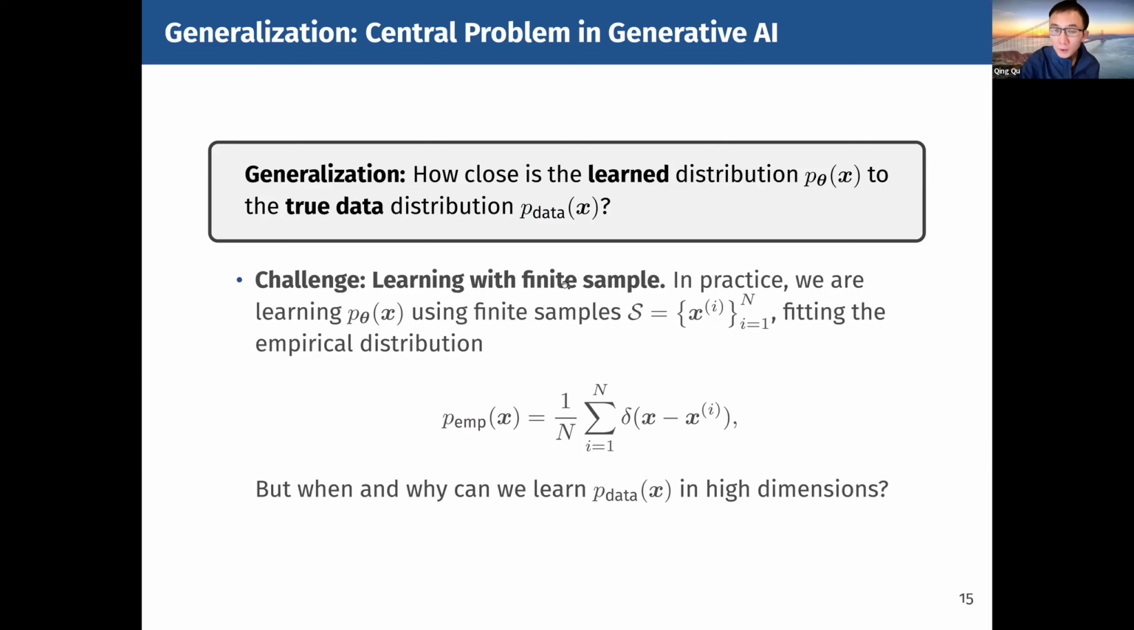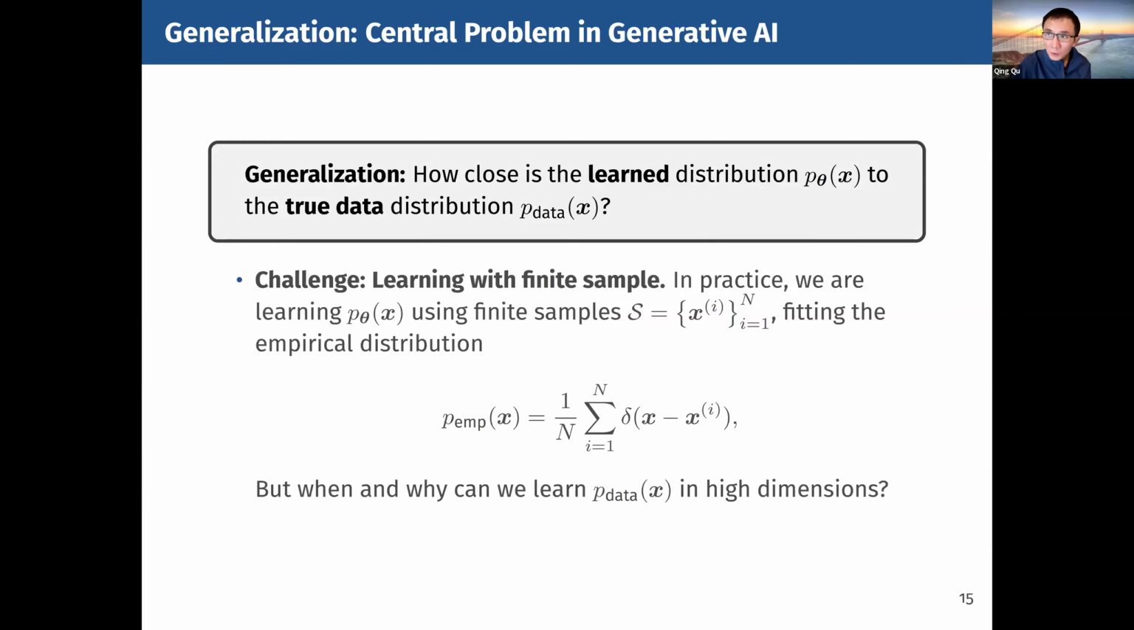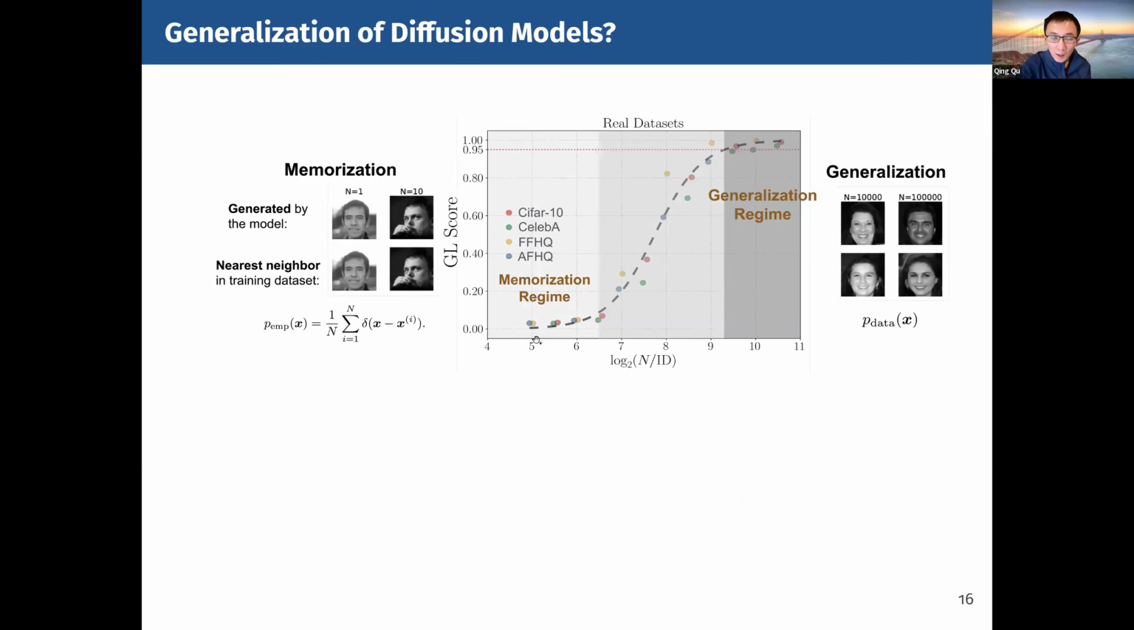So why are our models not memorizing the training data and instead can learn the true data distribution? This is a fundamental question about generalization. And in practice, if you do a deep investigation of this problem by fixing the model size and changing the size of the training data, you indeed observe different phases in training.